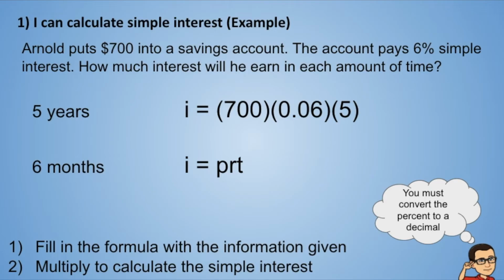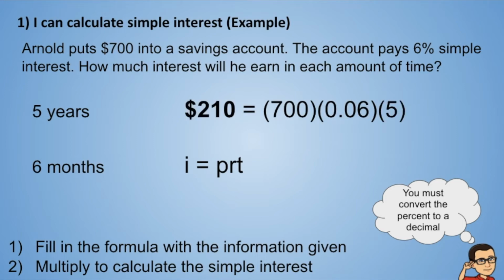Step 2 is to multiply to calculate the simple interest. And remember, those parentheses tell us to multiply. 700 times 0.06 times 5 is equal to $210. So the interest he will earn after 5 years is $210. Now let's move on to the second problem. We want to determine how much interest Arnold will earn after 6 months.